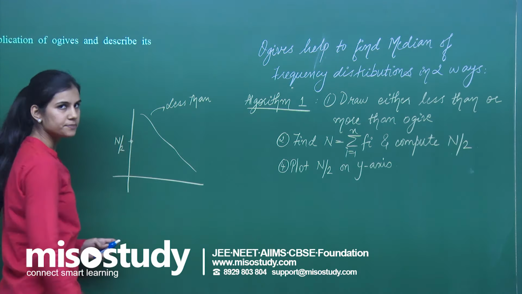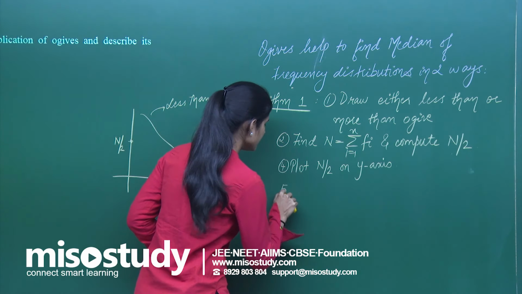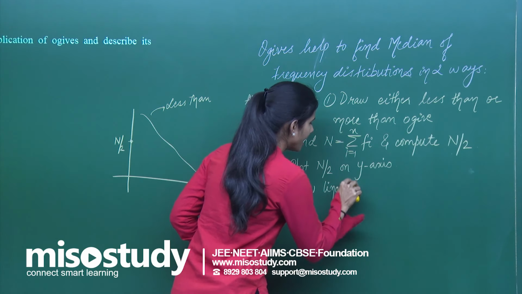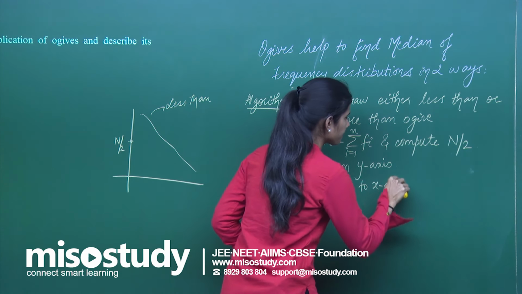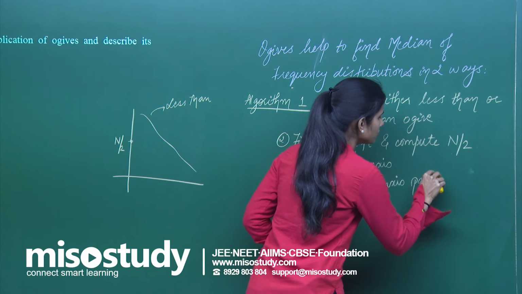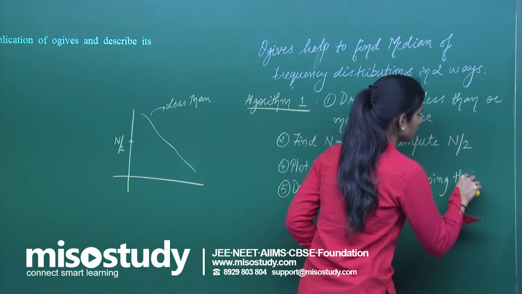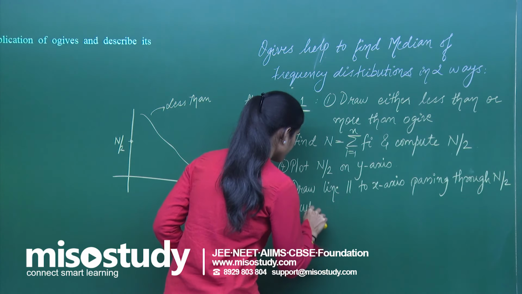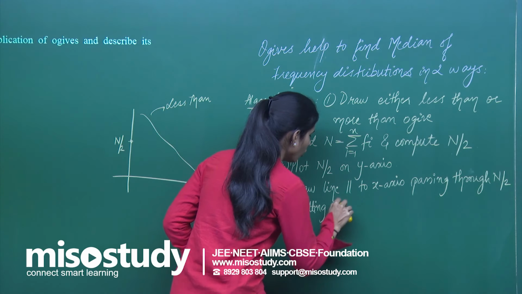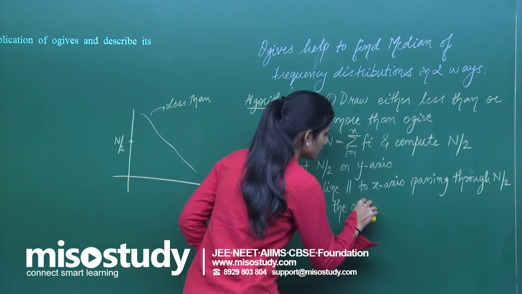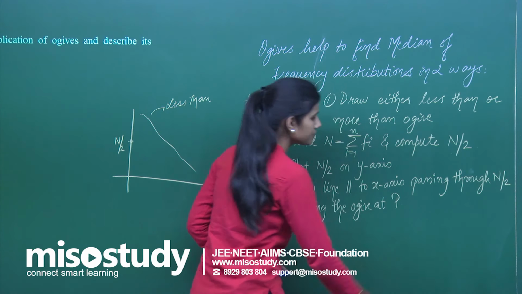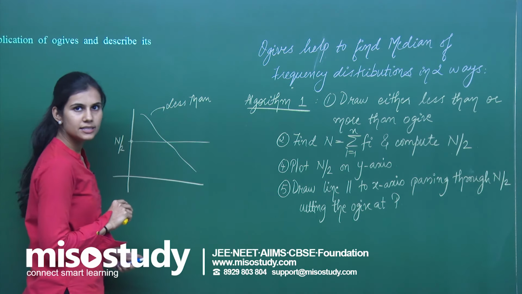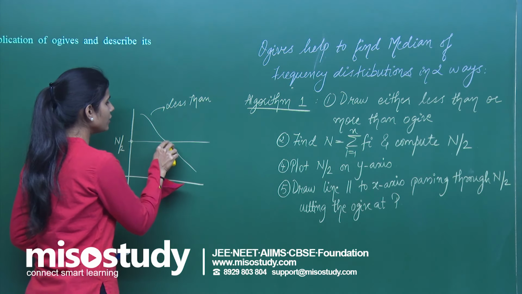Mark that point. Next is draw a line parallel to the x-axis passing through N by 2, cutting the ogive at P. It says that once you have marked N by 2, draw a line parallel to the x-axis passing through N by 2, cutting the ogive at P.